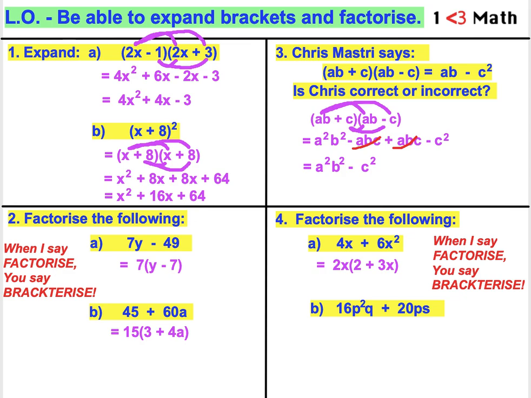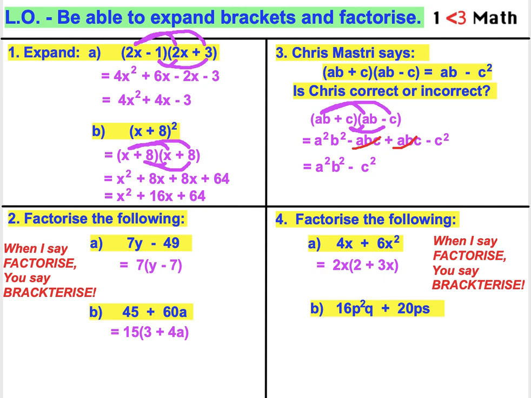Okay? Finally, part B, we've got 16p squared q plus 20ps. So again, we're looking for the highest common factor of the numbers, first of all. The highest common factor of 16 and 20 is 4. A common mistake would be to take out 2. But you've got to take out the highest common factor. So you're looking at 16 and 20 and you're saying, right, what is the highest common factor? Yes, it's 4, so we can take the 4 out.